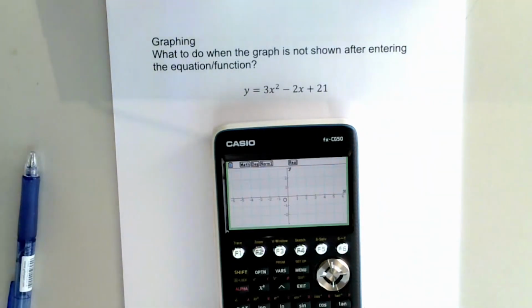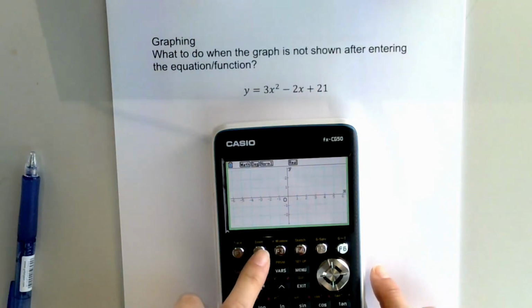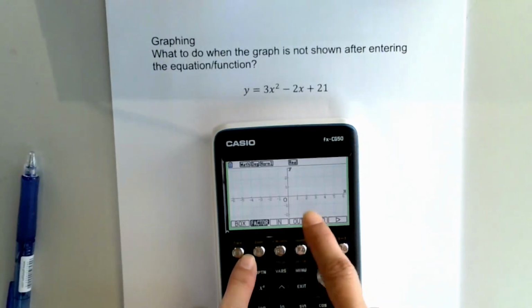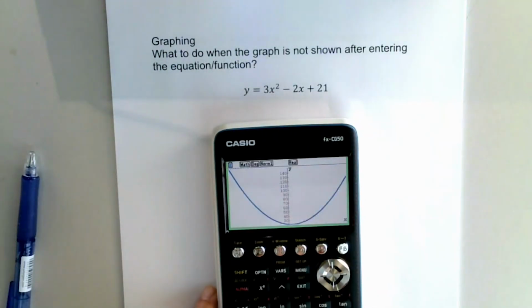Okay. Where's my graph? Introducing a very nice function, zoom auto. So you go to F2 is the zoom, and then you see auto there. Sorry, the calculator is not touch screen, so you have to press F5 there.